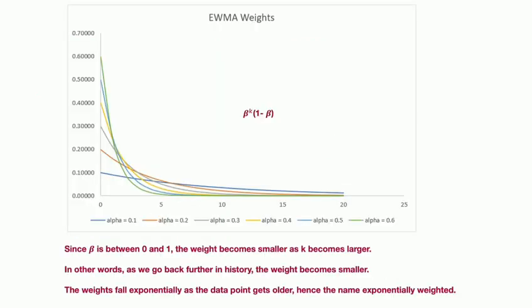Beta ranges between 0 and 1. So based on the formula beta^k times (1 minus beta), the weight becomes smaller as k becomes larger. In other words, as we go back further in history, the weight becomes smaller. The smaller weights are assigned to older observations. So the weight falls exponentially as the data points get older, hence the name exponentially weighted.